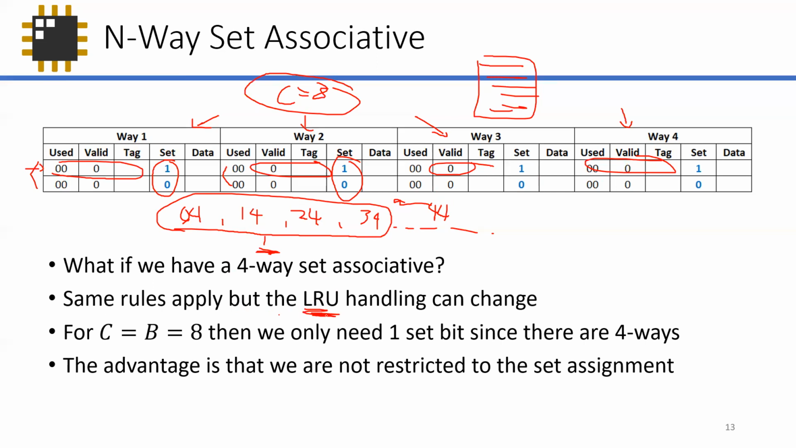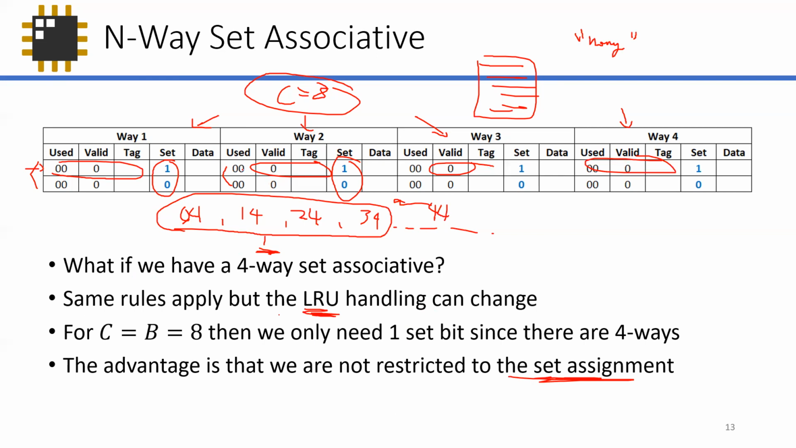Okay, but the only problem is it's now more complicated because your cache controller needs to have something like a tracker or a monitoring scheme that checks which was the least recently used address, right? Things like that. So the advantage is that we're not restricted to the set assignment. We can put it in any way.